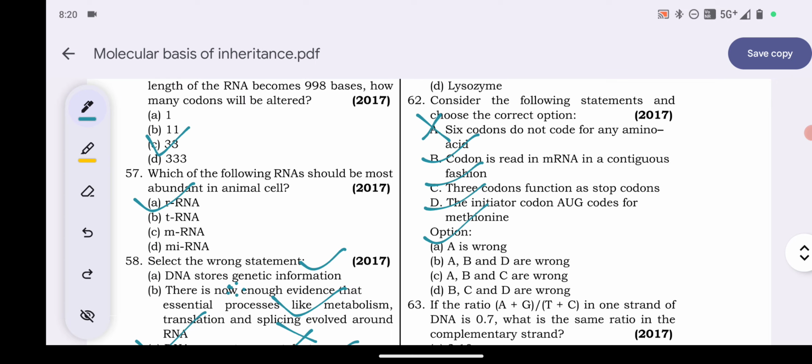Explanation: in the genetic code, 61 codons code for amino acids and 3 codons are called stop codons, that are UAA, UAG and UGA. They do not code for any amino acids. The codons in mRNA are read in a contiguous manner with no punctuation. A base deletion and/or addition can cause a shift in the reading frame, resulting in a frameshift mutation. AUG is the first or initiation codon that codes for methionine amino acid in the protein sequence. So that was your explanation and option A will be your answer.